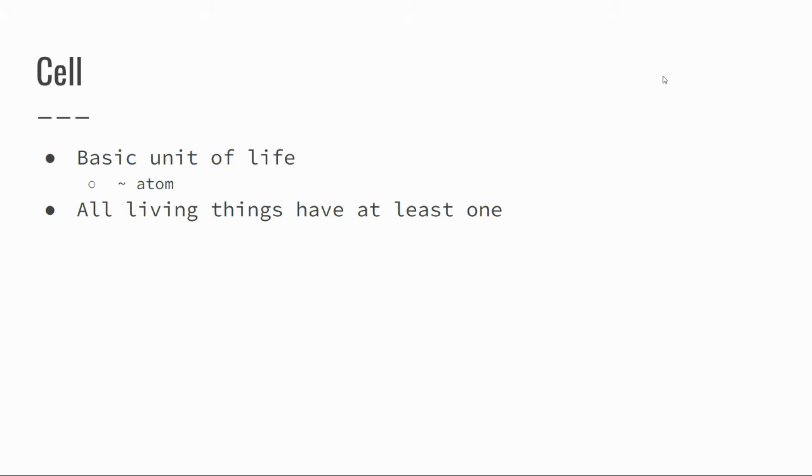So, humans are made up of multiple cells. So, we're called multicellular. And then there are some organisms called prokaryotes that are made of one cell, called unicellular.